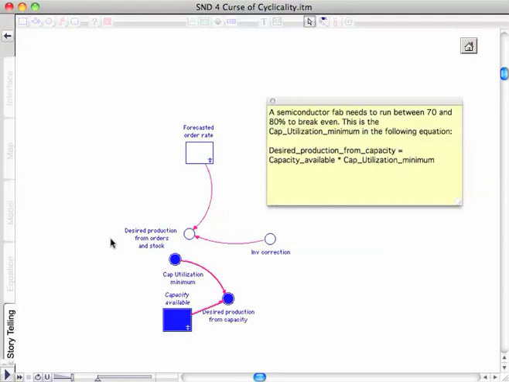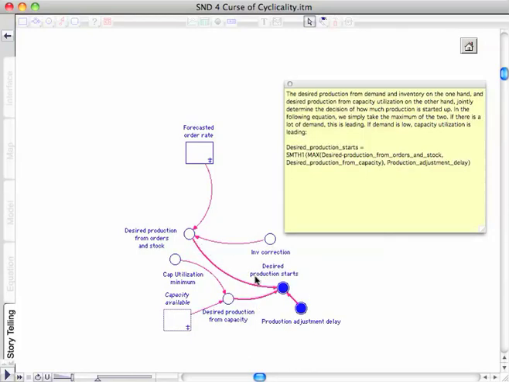You also have a desired production from capacity. So this is how much you want to produce given your orders. This is how much you would like to produce given the fact that you have capacity and it's costing you money. Both of them affect the desired production starts, the smallest of the two. So if you have very little orders, you will not be producing so much for the orders, but simply to keep your capacity running, hoping to sell the stuff later on.